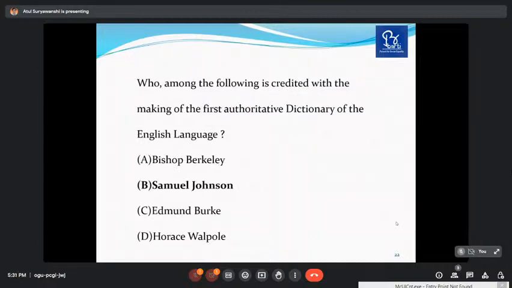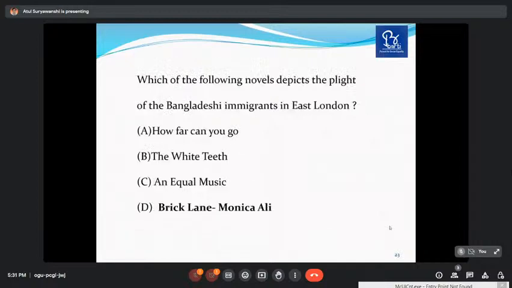Who among the following is credited with the making of the first authoritative dictionary of the English language? So this question has been asked many times in the exam. The exact answer is Dr. Samuel Johnson. He published the Dictionary of the English Language in 1755. So please note this question. It has been asked many times in the exam. The next question here in this series.